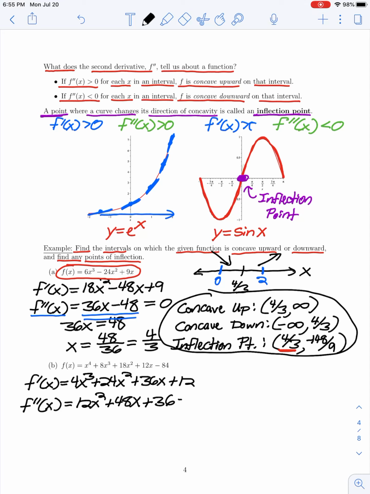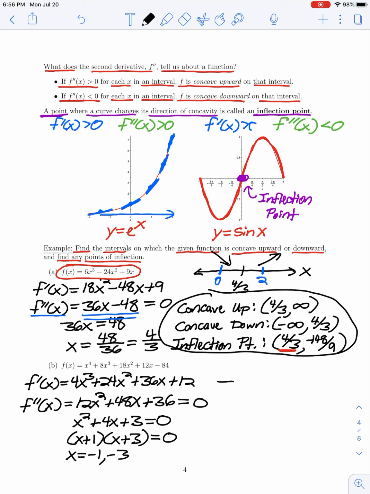So for intervals of concavity, we need to know the sign of the second derivative. First, we want to find the values of x for which the second derivative is neither positive nor negative, that is, where it's 0. To solve for x, we could first divide this equation through by 12. So we would have x squared plus 4x plus 3 equals 0, which then factors as x plus 1 times x plus 3 equals 0. So we have two values of x, namely -1 and -3, which make the second derivative 0.